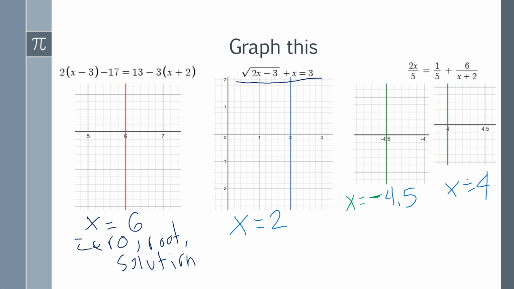Alright, and again, you're looking for that x-intercept. When you are solving these equations, you are looking for the x-intercept.